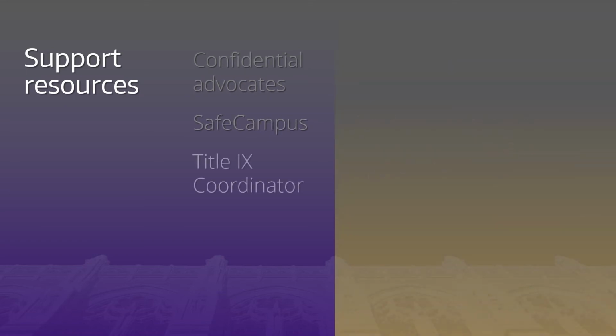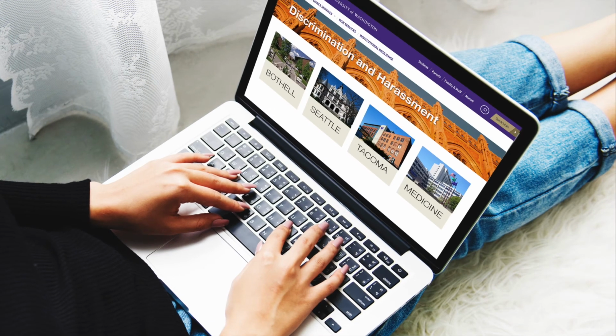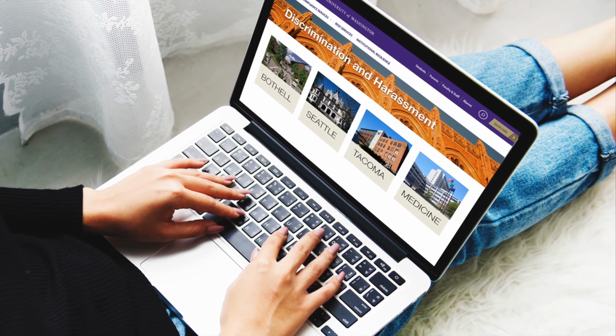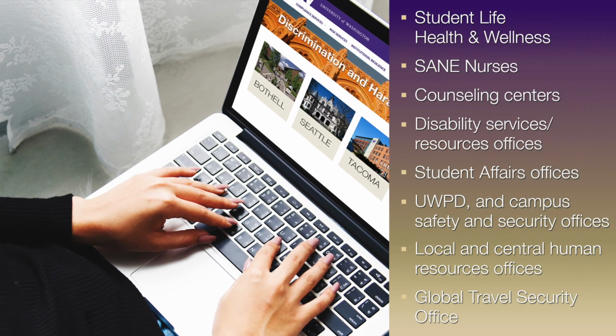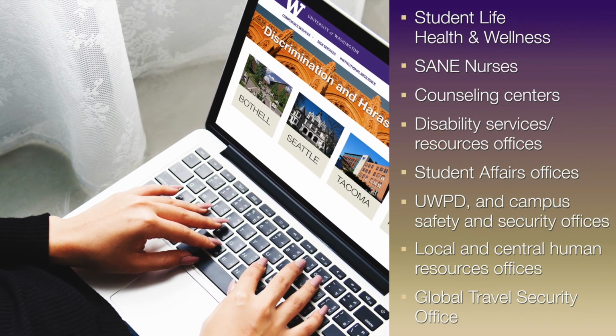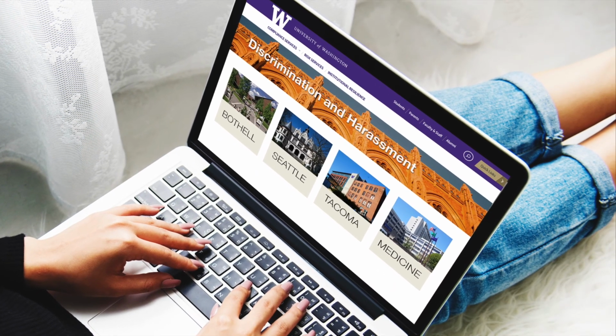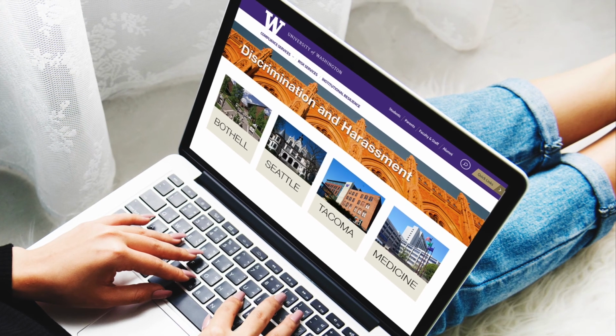The university's Title IX coordinator can assist members of the University of Washington community with concerns or inquiries regarding any Title IX-related matter. Resources are also offered to those who have been accused of discrimination or harassment. The university's discrimination website provides information on these and other resources, as well as additional details about reporting options and information on how to support a student, colleague, friend, or loved one who has experienced sex discrimination or sexual harassment.